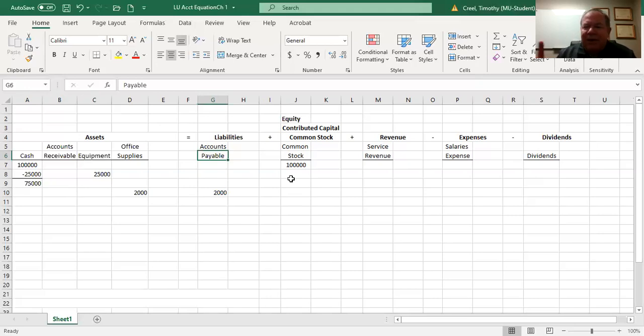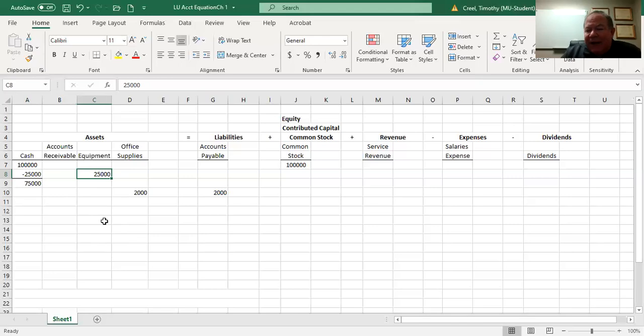Now, one of the things I did want to mention real quick is remember when we did the transaction where we purchased the equipment with cash? A lot of the transactions you're going to see are going to be simply trading one asset for another. And in this case, we just simply traded cash. We reduced cash. We took it out of our cash balance and used it to purchase equipment. So a lot of transactions are simply trading one asset for another. So that's a pretty common transaction that you're going to see.